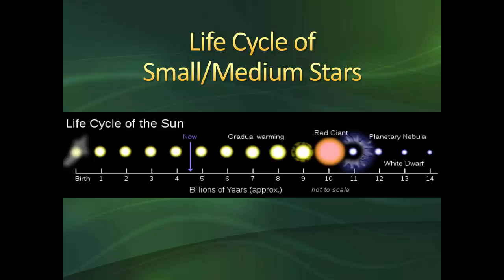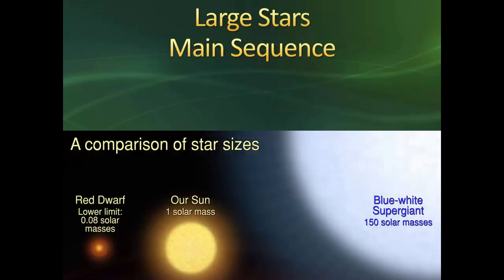Because the gravitational pull is not strong enough to pull those outer layers back in, those layers drift off. That's the planetary nebula phase, and eventually they keep on drifting off. All that's left over is just the core of the star, that white dwarf. The white dwarf is going to be hot and small. But this doesn't occur for all stars.